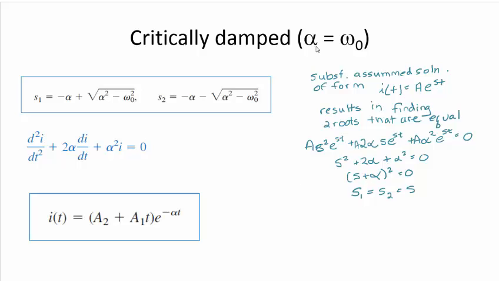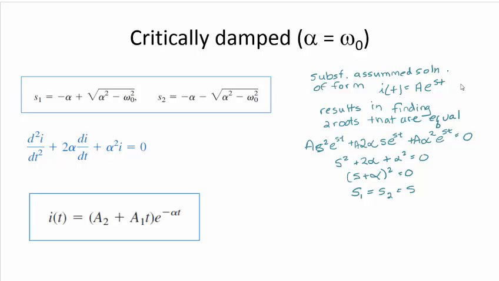So a little bit about the critically damped case. That's when alpha equals omega naught. The roots are still the same, but since alpha equals omega naught, you can see that there's only actually one solution for the root s, which will be alpha. And then the second order differential equation now looks like that.